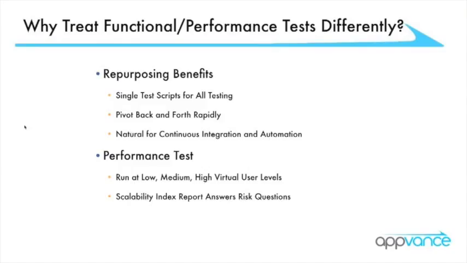It's also just a natural repurposing of functional tests to be performance tests is a natural for continuous integration and automation, because the combination of Jenkins with a continuous build environment like Puppet and a continuous testing environment like the Appvance PerformanceCloud, it gives you a natural continuous integration, a natural continuous DevOps environment for automation.